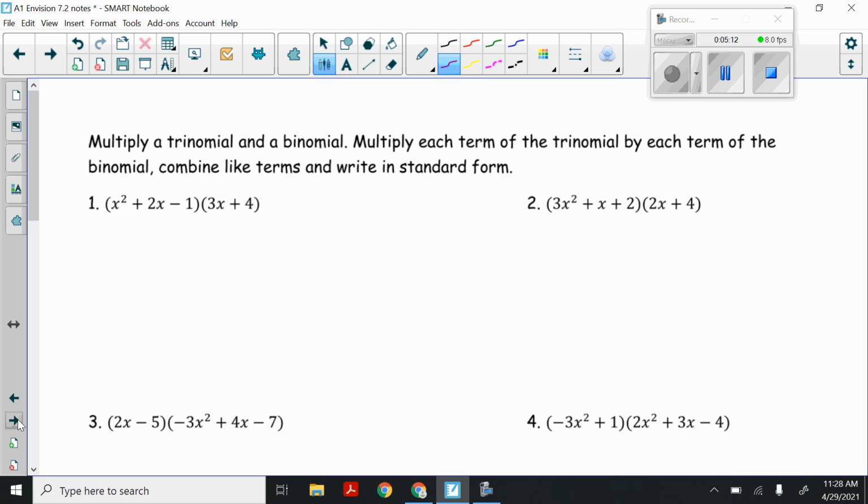So now we're going to multiply a trinomial and a binomial. In order to do this, you multiply each term of the trinomial by each term of the binomial. Then we combine like terms and write in standard form.